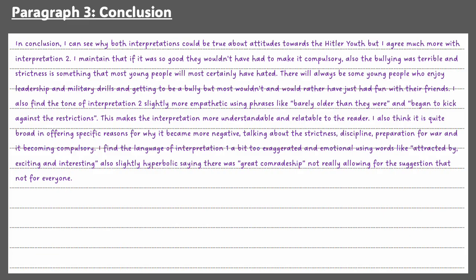I find the language of interpretation 1 a bit too exaggerated and emotional, using words like attracted by, exciting, and interesting. Also slightly hyperbolic, saying that there was a great comradeship, not really allowing for the suggestion that not everyone had the great comradeship. So again, not perfect, but hopefully you can see how I'm ticking all sorts of boxes in this 20 marker. And the technique of it, if nothing else comes across to you in this video, is really, really, really clear.